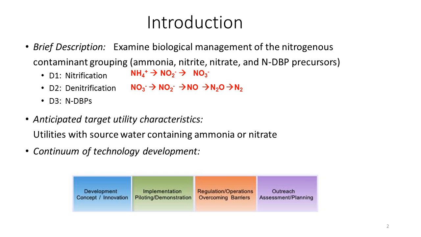Denitrification is our next sub-project. Basically, you're taking nitrate, going through nitrite. You can go through these intermediate gaseous nitrogenous products on the way to dinitrogen gas. And our third sub-project is the nitrogenous DBPs. So basically taking precursors and forming nitrogenous DBPs.